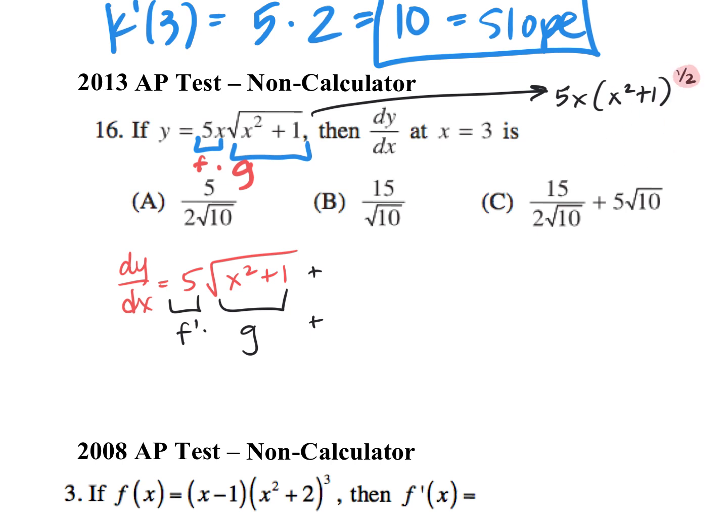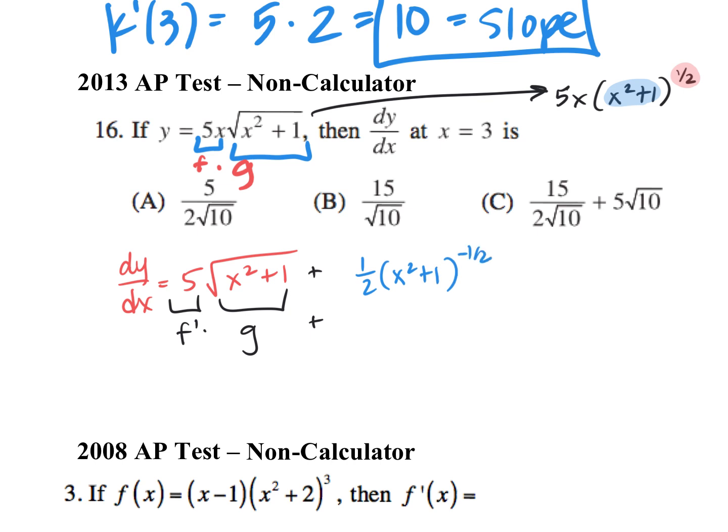Do I have an outer and an inner? Yes. Holy smokes. We're going to have to do the chain rule within product rule. Coop, help me with the derivative of the outer. What would the derivative of this outer be if it was to the 1/2? The derivative of that would be 1/2 x squared plus 1 to the negative 1/2.